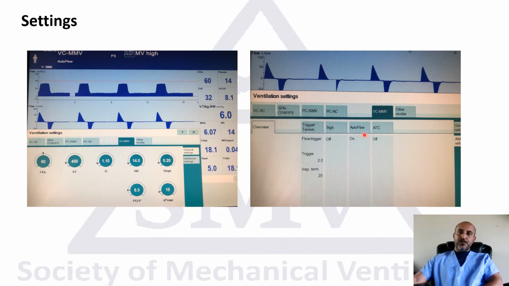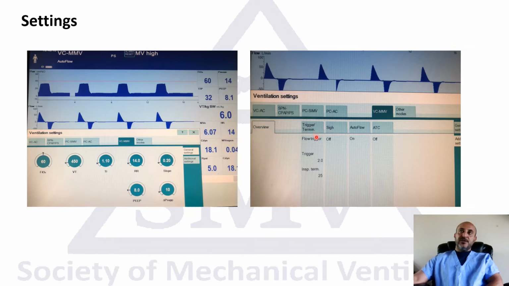The auto flow, you can put it on and off. If you put it on, again, this will be pressure regulated mode. The ventilator will give the breath in the decelerating flow, trying to target the tidal volume that you put. But if you turn it off, the ventilator will give the mandatory breath again in the constant flow waveform, typical of volume controlled breath. Of course, there are other options for sigh.